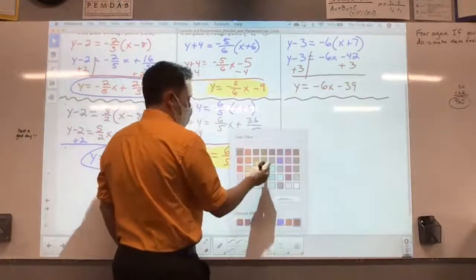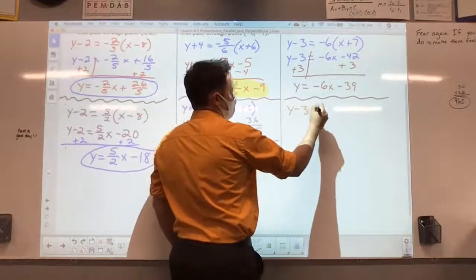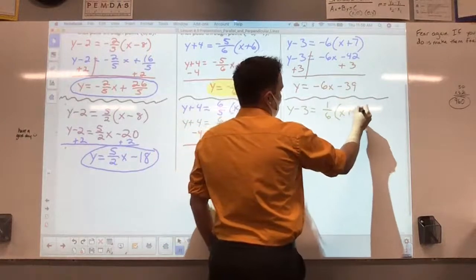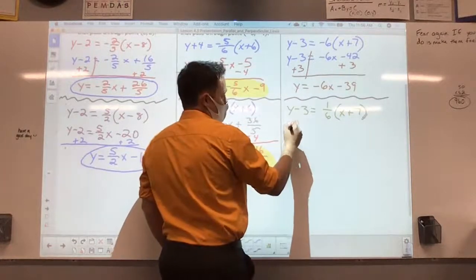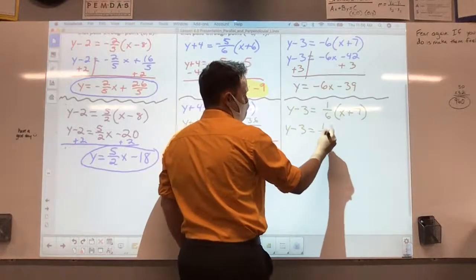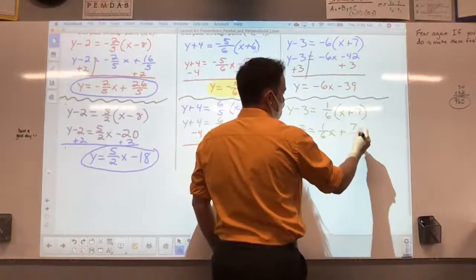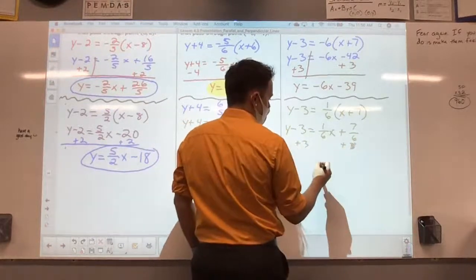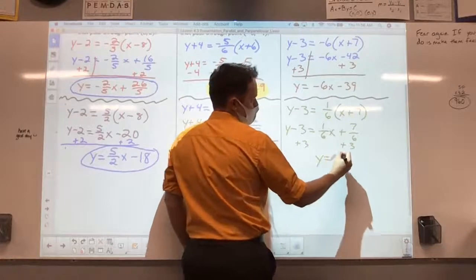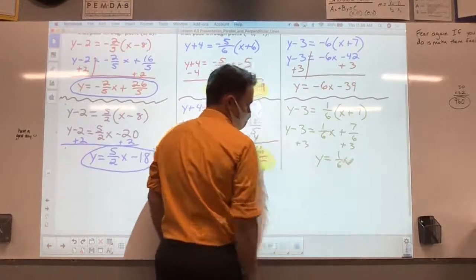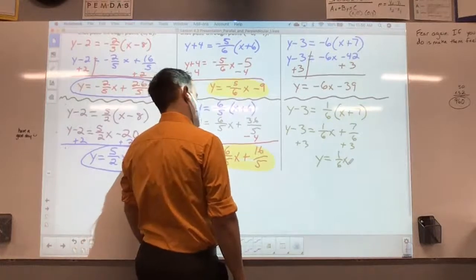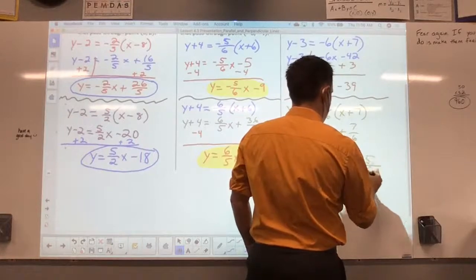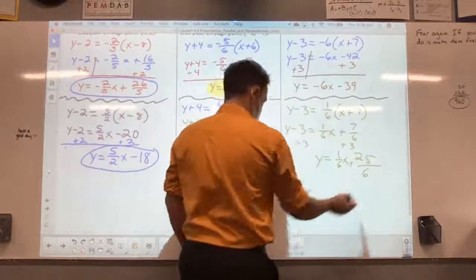The last one here, same style, okay? Y minus 3 equals, now it's 1/6, and it's going to be x plus 7. So that would be y minus 3 equals 1/6x plus 7/6. You're going to add 3. So you end up with y equals 1/6x, and then I already wrote it down, I'm not going to try to guess. 25/6. Okay, any questions?